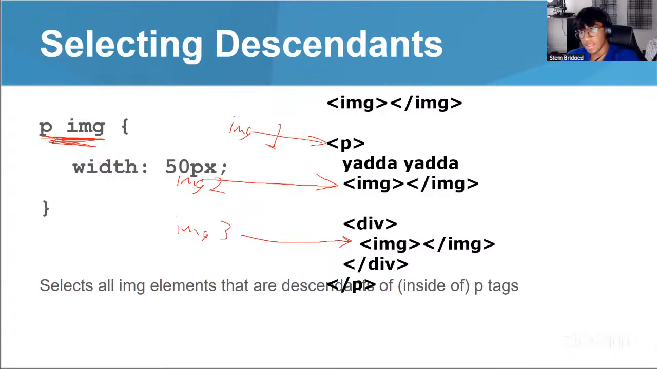See a lot of yeses. The answer is yes. Why? Because this image, even though it's not one level inside the paragraph tag, is still a descendant of the paragraph tag, right? So we're still going to target it with this.